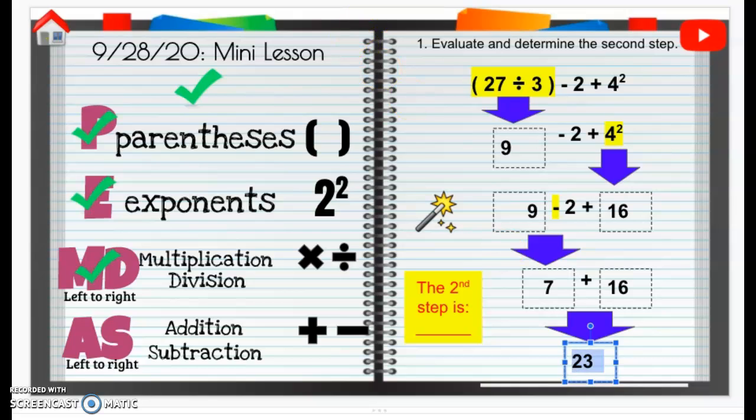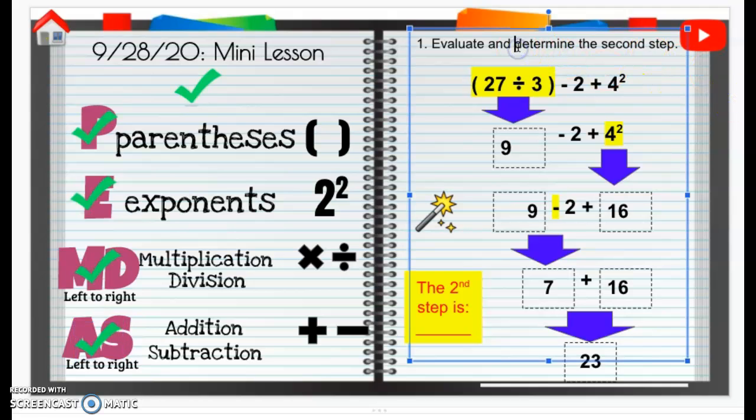I'm going to make this a little bigger. I'm going to bold it. And are we done with our addition and subtraction? Yes, we are. So I'm going to check that off. Now, are we done with this whole problem? It said evaluate and determine the second step. We need to determine that second step.